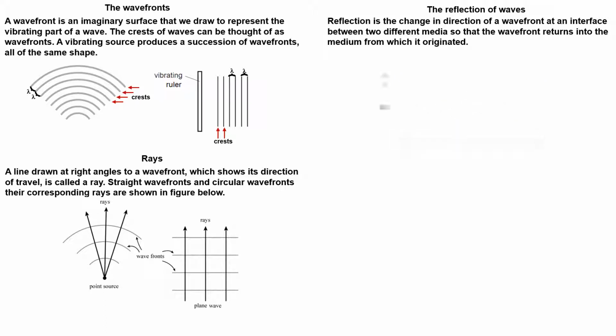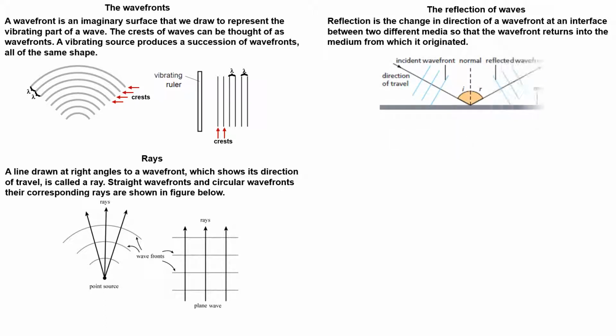The perpendicular to the strip at the point where the incident ray strikes is called the normal. The angle of incidence is the angle between the incident ray and the normal. The angle of reflection is the angle between the reflected ray and the normal. The angle of incidence and the angle of reflection are always equal.